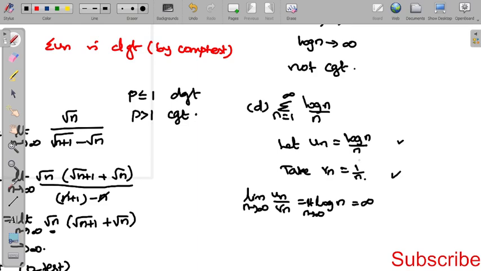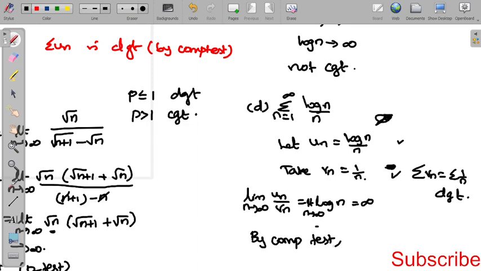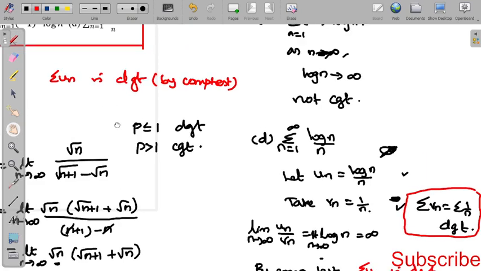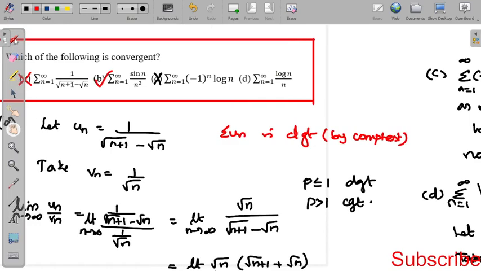So here we have to check whether this is convergent or not. Summation Vn is equal to summation 1 by n. According to the p-test, this is divergent. So by the comparison test, Vn is divergent, hence summation un is also divergent. So option D is also the wrong option. So the only right answer is sin n divided by n square, which is convergent. Thank you.